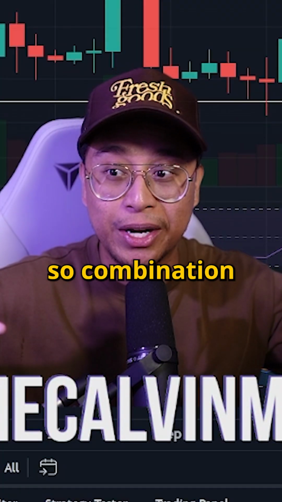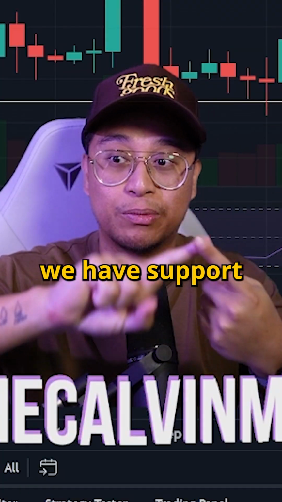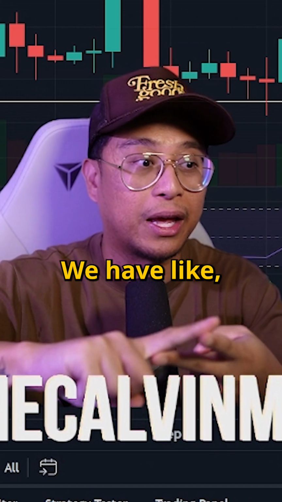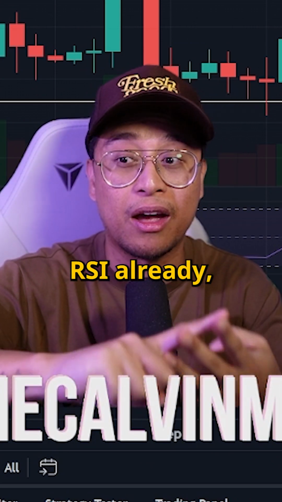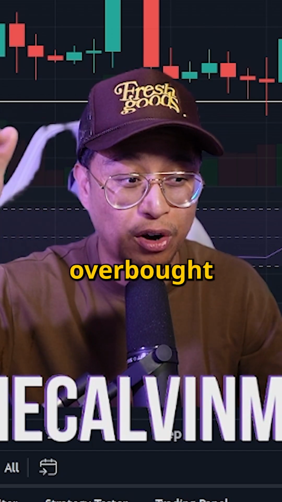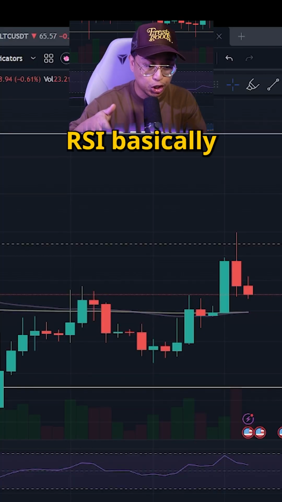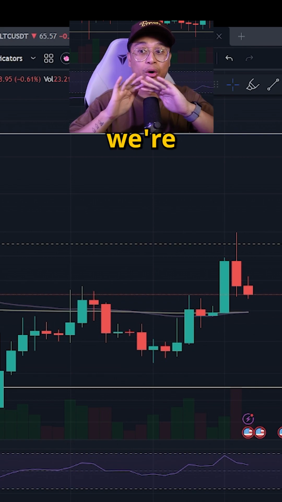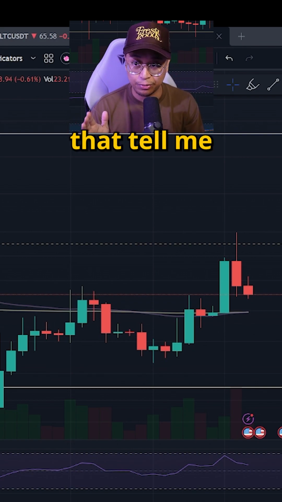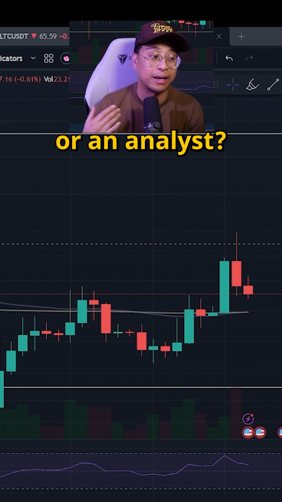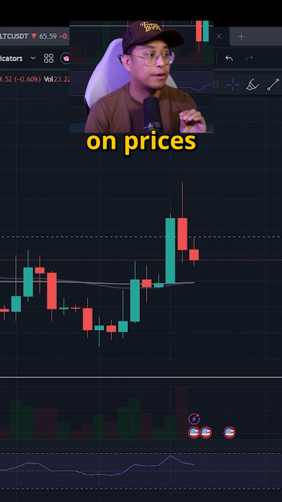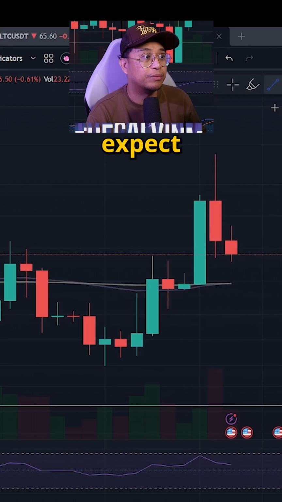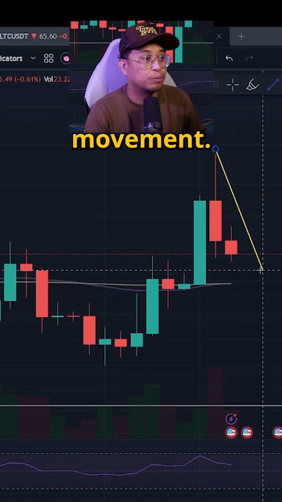So combination of all those things, we have support and resistance. We have price action moving up. We have RSI already on the top level of overbought. And then we have the Stoch RSI basically telling us we're cooling down. So what does that tell me as a trader or an analyst? Currently, we are cooling off on prices, and expect more of a downward movement.